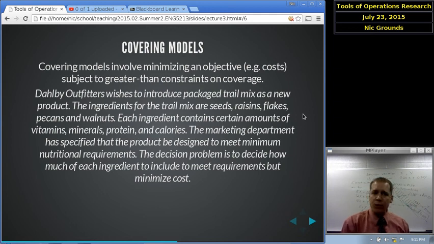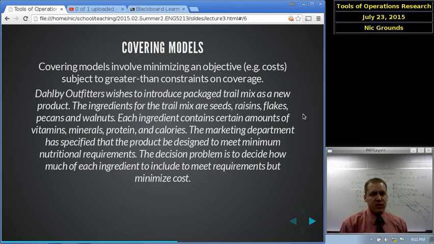So, Dalby Outfitters wishes to introduce packaged trail mix as a new product. So we're going to make trail mix for people to eat. There are 5 different ingredients: seeds, raisins, flakes, pecans, walnuts. Okay, so 5 different things to put in the trail mix. Each ingredient contains a certain amount of 4 nutritional things: vitamins, minerals, protein, and calories.